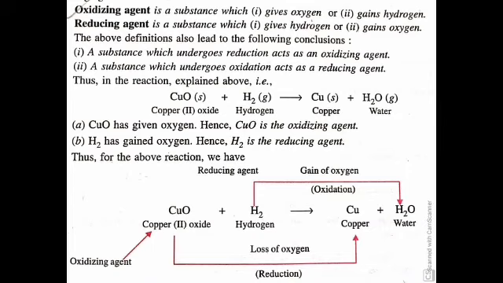The above definitions also lead to the following conclusions. A substance which undergoes reduction acts as an oxidizing agent. A substance which undergoes oxidation acts as a reducing agent. You can see one example here. Copper oxide plus H2 gives copper plus H2O. Copper oxide has given oxygen, hence copper oxide is the oxidizing agent. H2 has gained oxygen, hence H2 is the reducing agent.